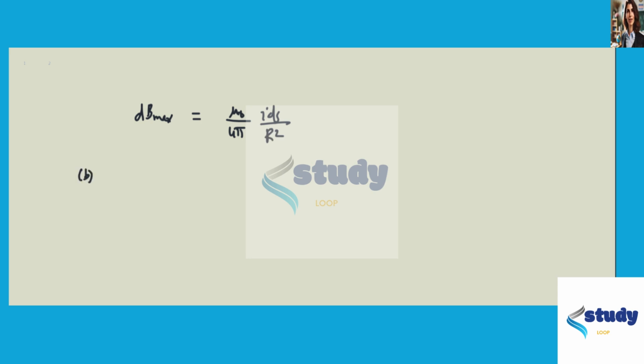Now for part B, we are supposed to calculate the value of s for which the magnetic field is 10% of the maximum magnetic field. So we just have 0.1 dB max.